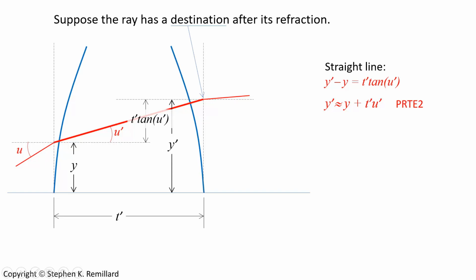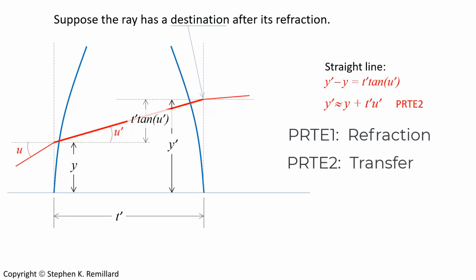It's just the equation of a line, so y equals mx plus b. Y prime is t prime tangent of this angle plus y. T prime is what I'm going to call the thickness of the lens for a moment. Why? Because on the left side of an interface, we usually use a prime to denote quantities. The index of refraction, n prime. The angle relative to the horizontal, u prime. The distance to the next surface, t prime. And that's paraxial ray tracing equation number 2. PRTE1 was Snell's law incorporating the angle relative to the horizontal. PRTE2 describes the transfer of that ray to the next surface.